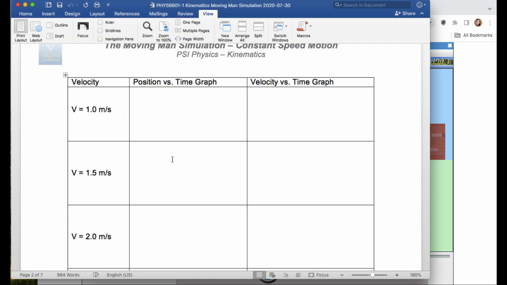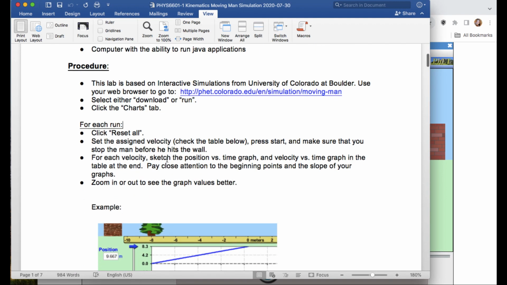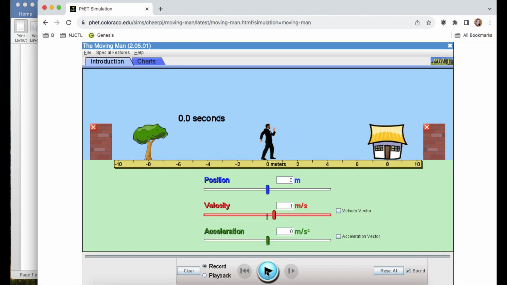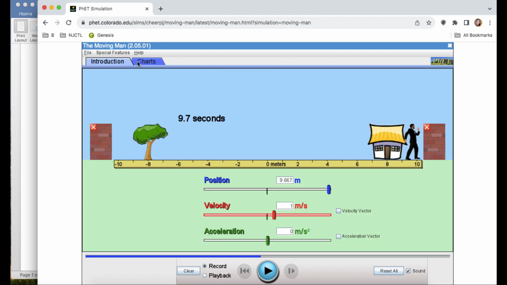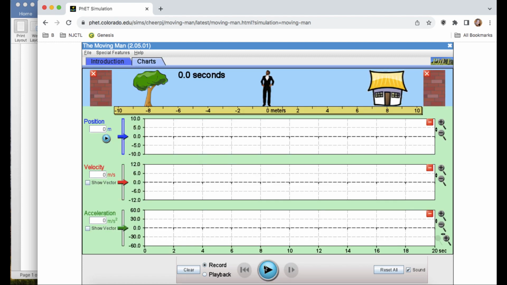All right, and then we're going to press start and then stop the man before he hits the wall. So we'll come over here, play. There he goes. He is walking. Very exciting. All right, we're going to stop him. There we go. If we click on charts, let's try that again. You can watch him walk here, but that's not as much fun as the graphs, so I'm going to do it again. Oh, got it. Change that velocity to one. All right, now we'll play.